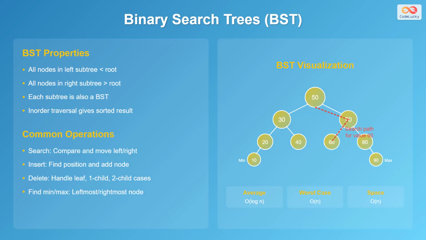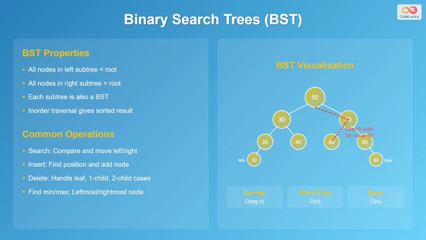Here are some common operations performed on BSTs. Searching involves comparing the target value with the current node and moving left or right depending on whether the target is smaller or larger. Inserting a new node involves finding the correct position to maintain the BST properties and adding the node there. Deleting a node involves handling different cases based on whether the node is a leaf, has 1 child, or has 2 children. Finding the minimum or maximum value involves finding the leftmost or rightmost node in the tree respectively. A visual representation of a BST shows a tree structure with nodes organized according to the BST properties.